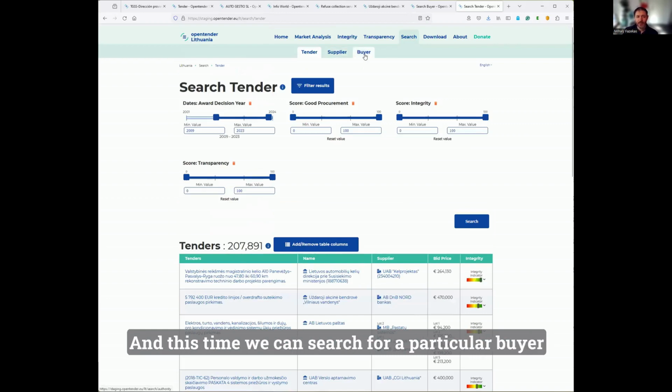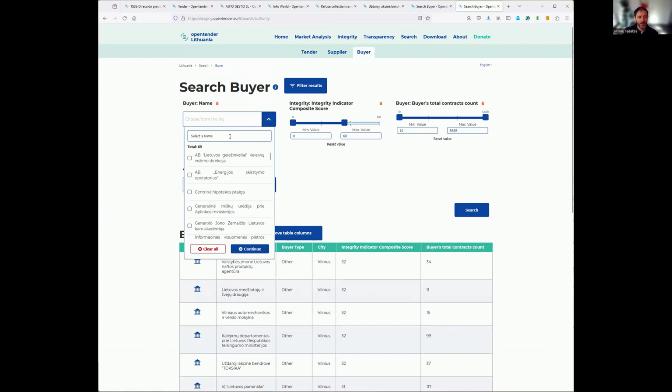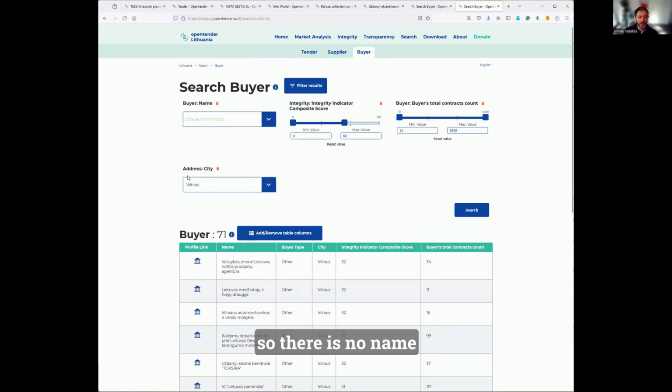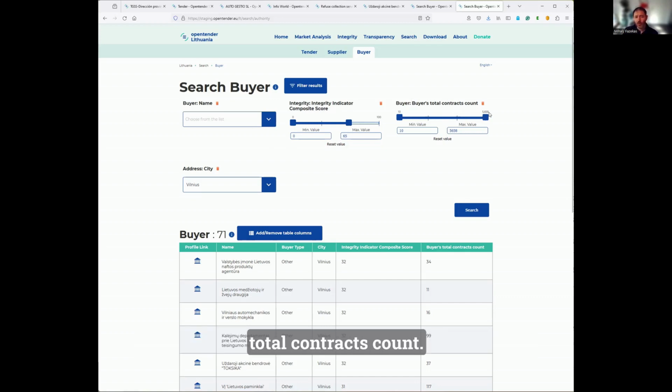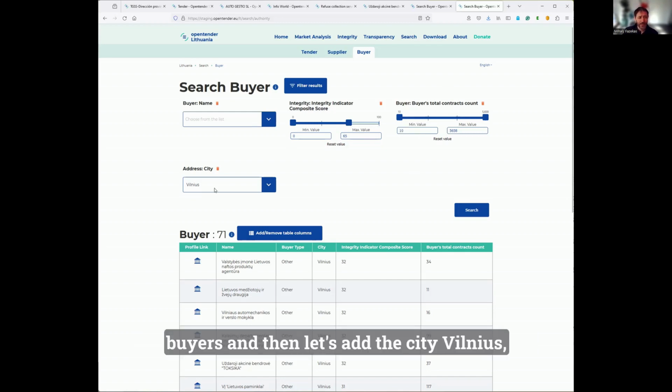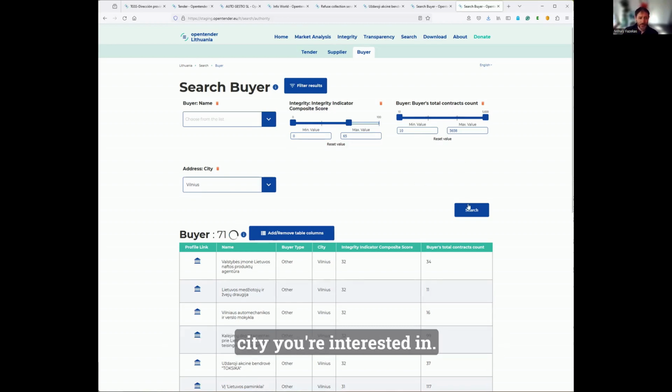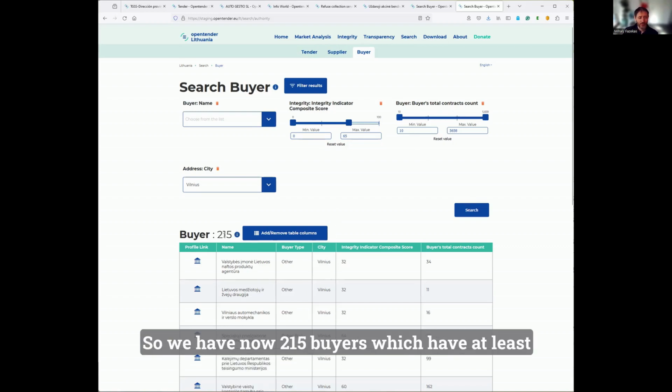And this time we can search for a particular buyer in Vilnius. I clear the name, right? So there is no name screened here, but you can have, say, integrity score 65, so 0 to 65. So basically a relatively low part of the ranking. Total contracts count, let's exclude small buyers, and then let's add the city, Vilnius, it could be Kaunas, you know, whatever Lithuanian city you're interested in. So we have now 215 buyers, which have at least 10 contracts.